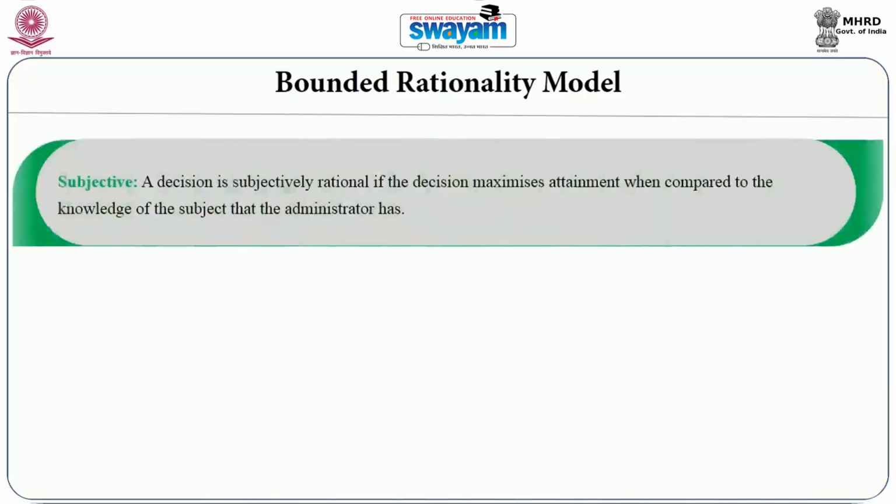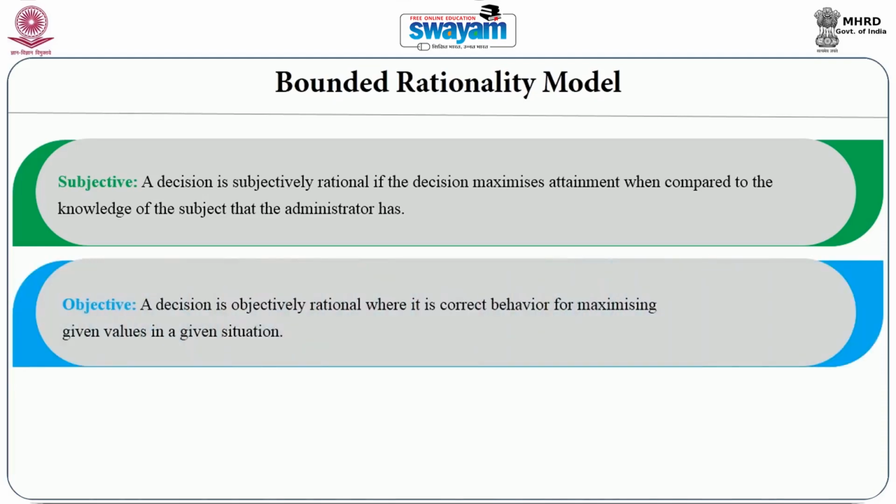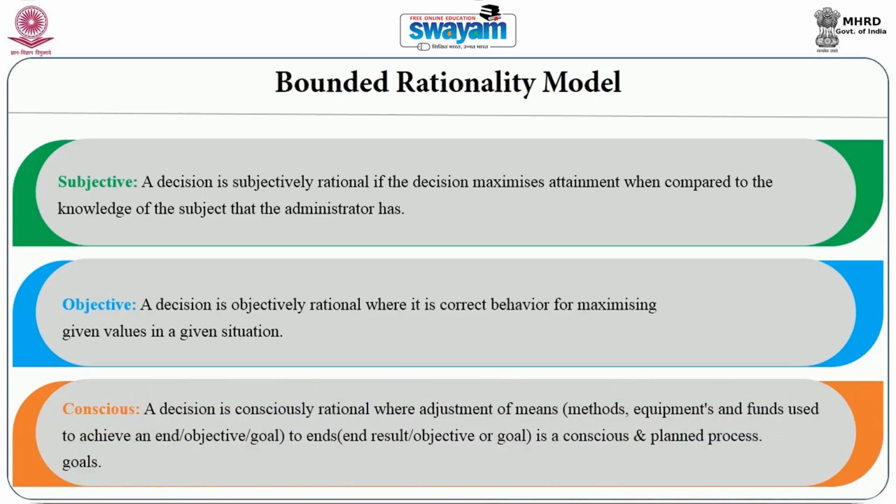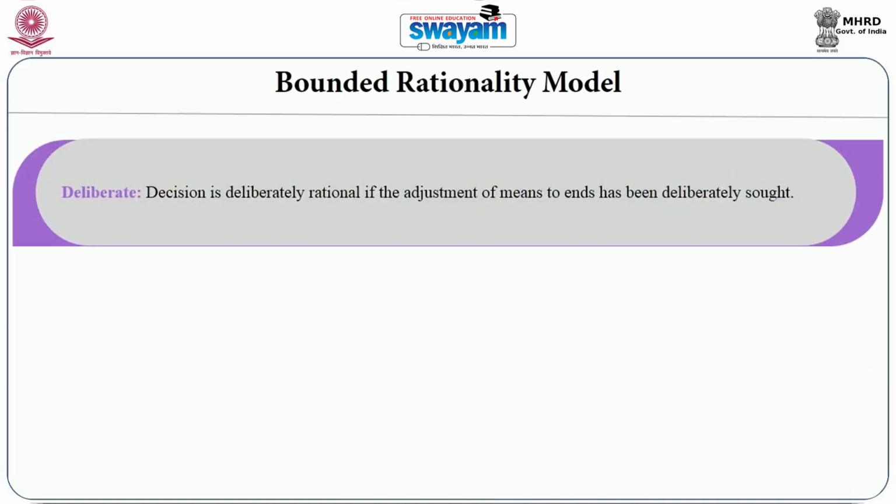These include subjective. A decision is subjectively rational if the decision maximizes attainment when compared to the knowledge that the administrator has. Objective. A decision is objectively rational where it is correct behavior for maximizing given values in a given situation. Third, conscious. A decision is consciously rational where adjustment of means, methods, equipment and funds to achieve an end, objective or goal is a conscious and planned process.